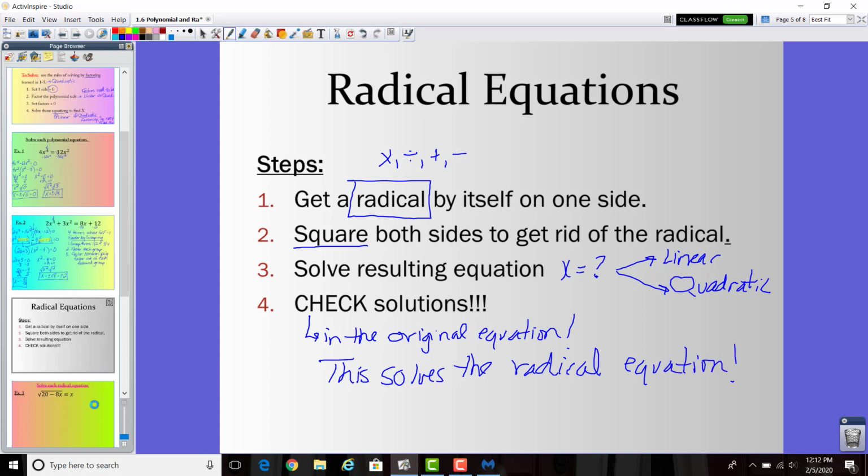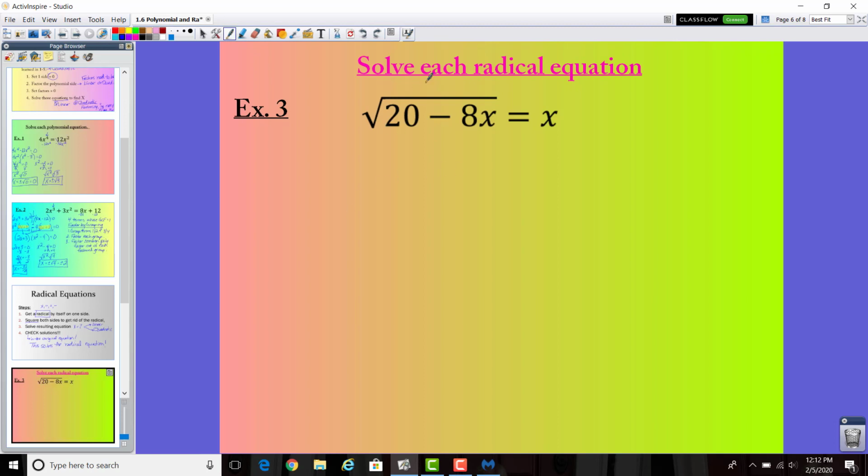Okay, so here's our first one. Square root of 20 minus 8x equals x. So our entire left side is the radical. I'm not multiplying anything to it, dividing anything from it, adding or subtracting. My radical is already by itself, so I don't need to do step 1.